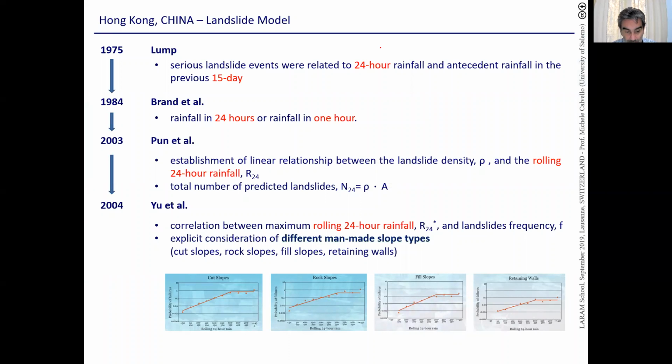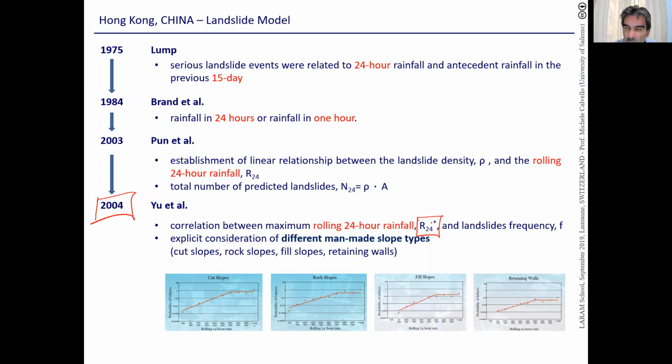In terms of the landslide model, long-term development, let's go all the way to the current version that was implemented in 2004. After experimenting with different indicators, 24 hours, 1 hour, at the end, it's the rolling 1 day rainfall that is the one that is most important for how landslides develop in this region, in Hong Kong, in this municipality.